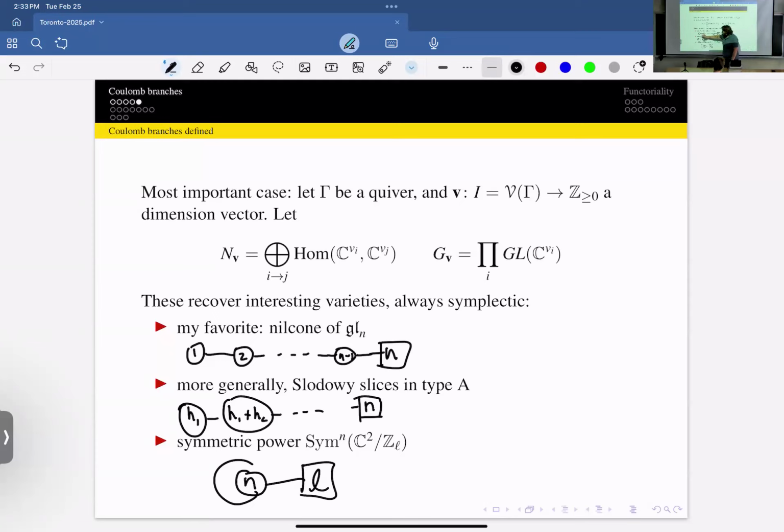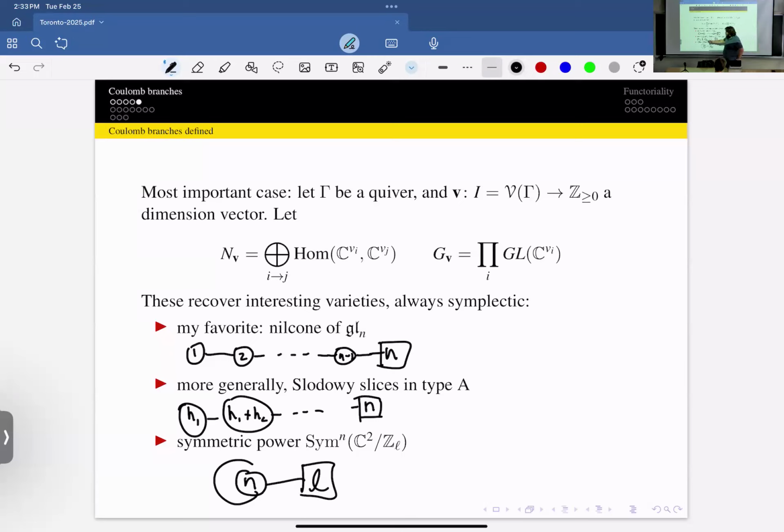So one nice guy you can cook up from this is the nilcone of GL_N. That comes from the quiver. It's a type A quiver. Let me not worry too much about this, but there are quiver ones you can write down that give you the nilcone. This one's interesting because the Nakajima quiver variety is also the nilcone.